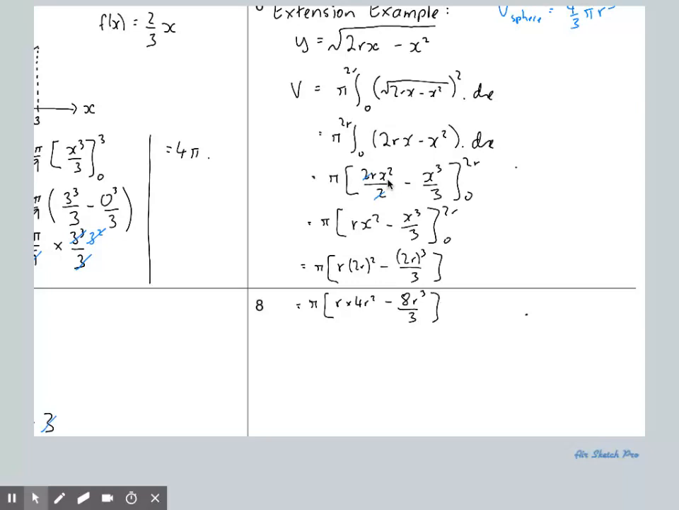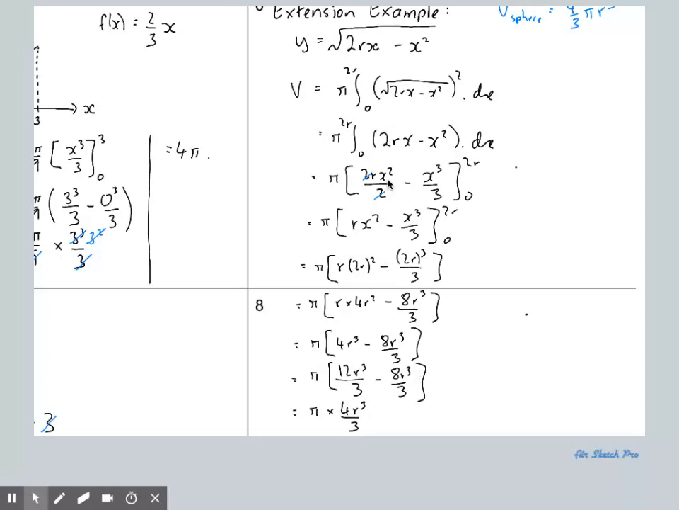Nearly there. So that's 4r cubed minus 8r cubed on 3. I want to try and get a common denominator, and the common denominator is 3. So that's 12r cubed over 3 minus 8r cubed over 3. Now I can subtract those numerators: 12r cubed minus 8r cubed is 4r cubed. So I've got pi times 4r cubed on 3.